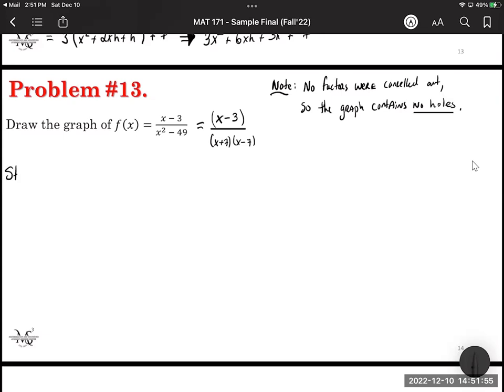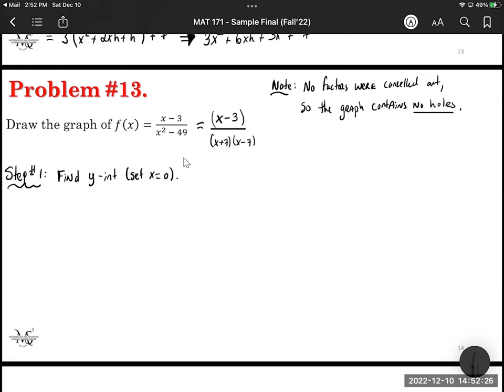So step number 1 is usually just finding the y-intercept. Find the y-intercept. And if you want to find the y-intercept, how do I find a y-intercept for any graph? What do I set equal? How do I find the y-intercept algebraically? X is equal to 0. Set x equal to 0.